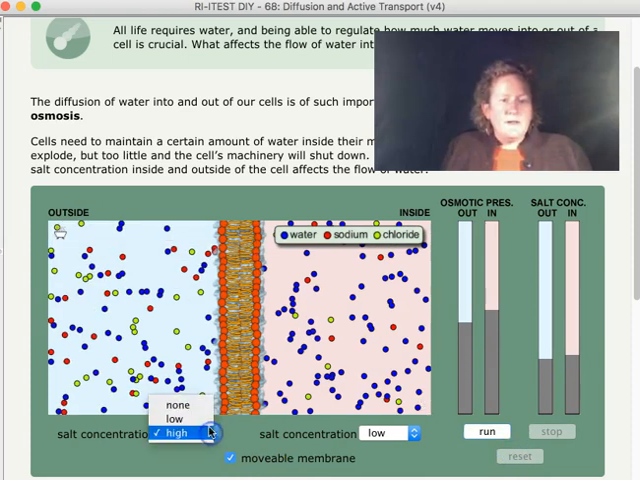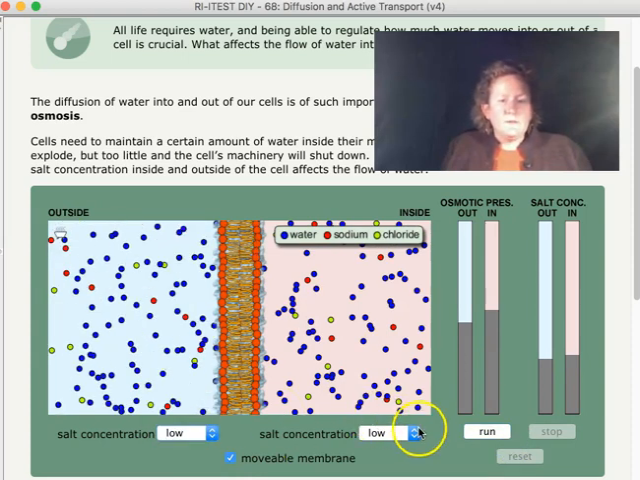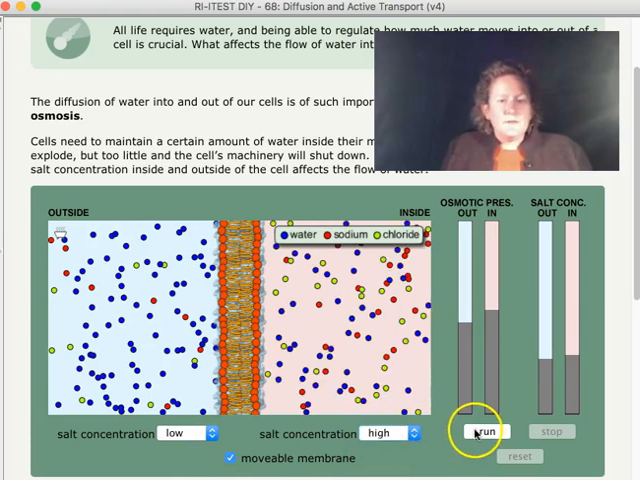I'm going to reset everything. I'm going to make a low concentration on the outside and a high concentration on the inside, and we'll see what happens. Try to make a prediction for what's going to happen this time.